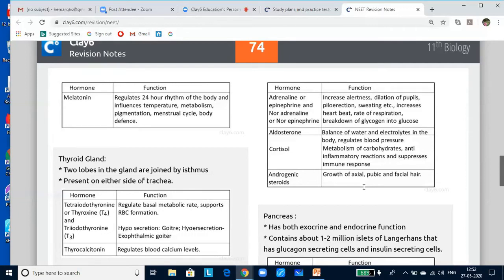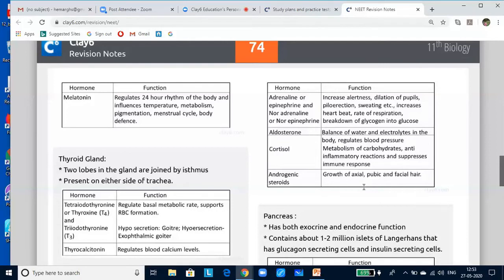Now, next, let us look into the functions. It increases alertness, dilation of the pupils, piloerection, sweating, etc. It increases the heartbeat, rate of respiration, and breakdown of glycogen into glucose. Now, aldosterone balances the water and electrolytes in the body and regulates the blood pressure. Cortisol is involved in carbohydrate metabolism. It is also responsible for anti-inflammatory reactions and suppresses the immune responses.